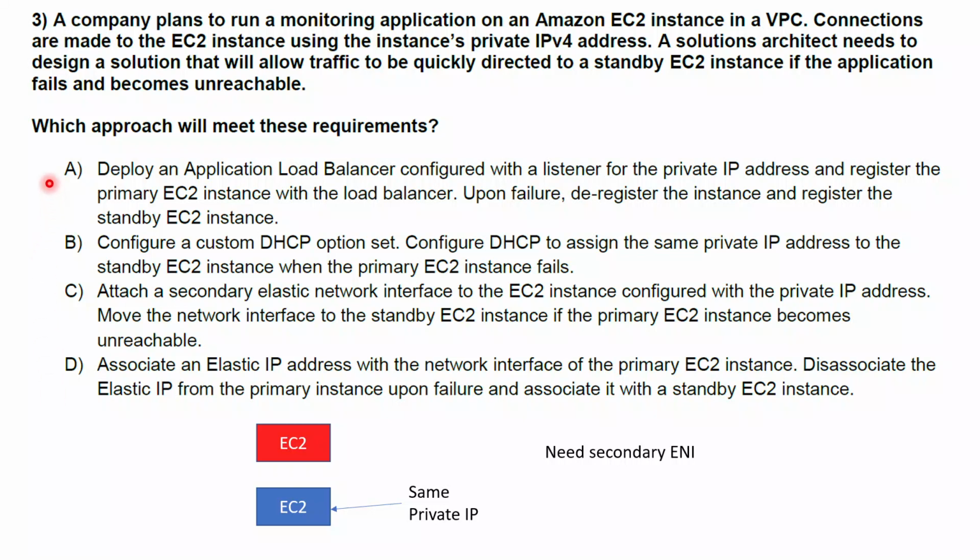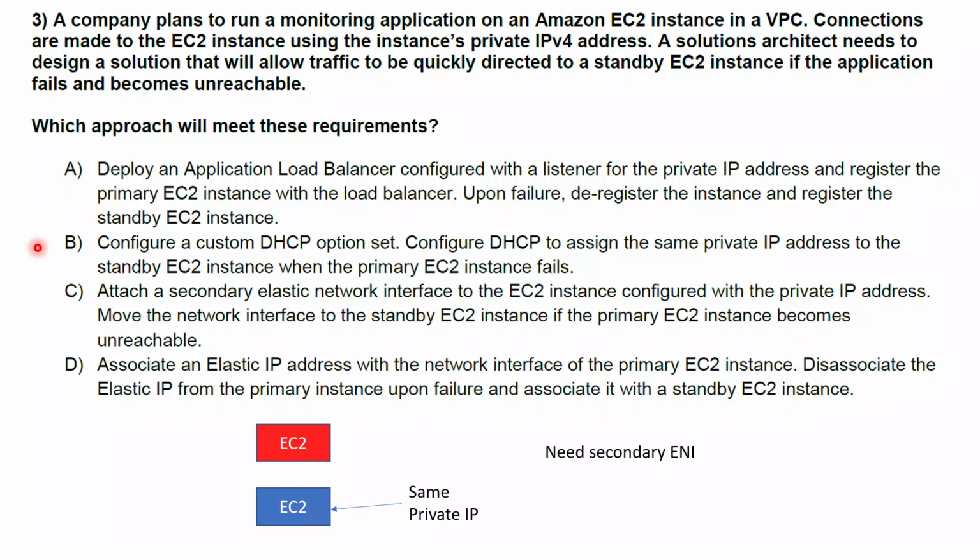Choice A talks about a load balancer. A load balancer is typically used when all instances are in active mode. Here, this question talks about a failover configuration. Only the primary instance receives all the traffic, and the standby is used only when the primary fails. There is also no indication if the app is a web application. So ALB is not really a valid choice here.